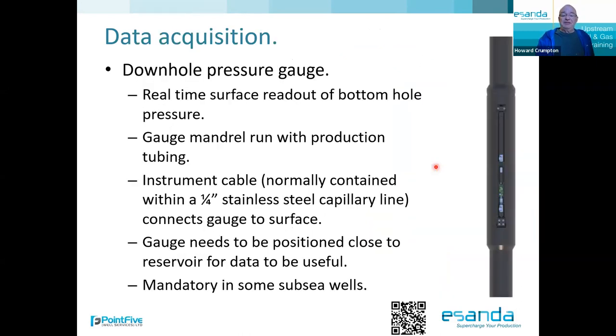The other thing that can be very, very beneficial for the management of the reservoir is by having downhole data acquisition, principally downhole pressure. Again, this is a mandrel that is run as part of my production tubing. An instrument cable is attached to it. It's normally a quarter inch stainless steel line with a conductor running through it. And that is giving me 24 hours a day, 365 days a year, surface readout of my reservoir pressure. And for reservoir engineers, that's an invaluable piece of information. Widely used in subsea wells, and in some jurisdictions, they are mandatory. So Western Australia, the regulatory authorities there insist on downhole pressure temperature gauges being introduced in subsea wells.